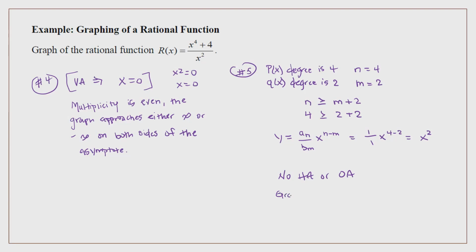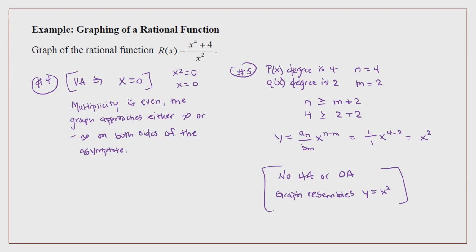However, our graph resembles y equals x squared. Okay. Since we have no asymptotes, there's no points to find that lie on the horizontal or oblique asymptote. So we can go straight to step number 6.